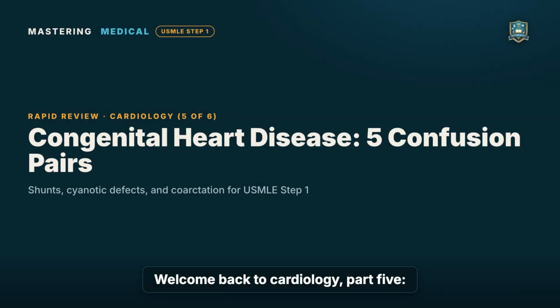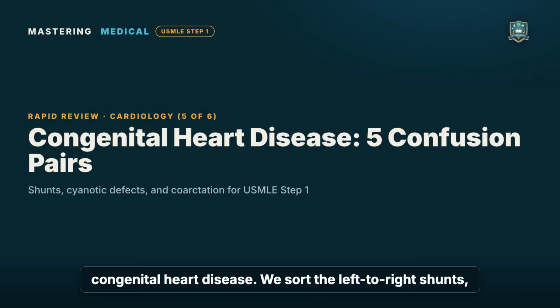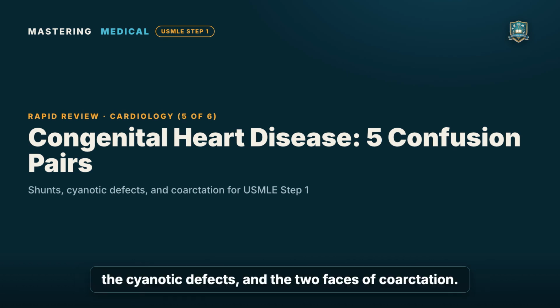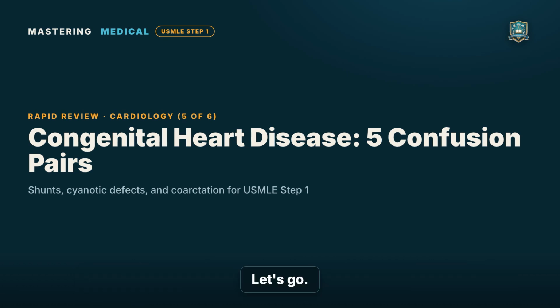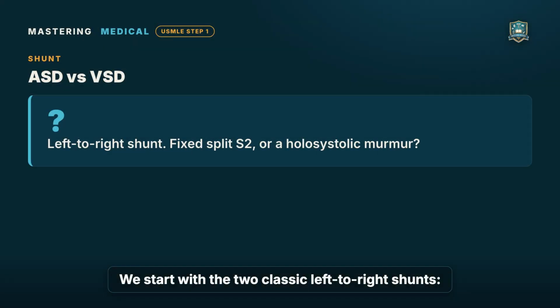Welcome back to Cardiology, Part 5, Congenital Heart Disease. We sort the left to right shunts, the cyanotic defects, and the two phases of coarctation. Let's go. We start with the two classic left to right shunts, atrial septal defect and ventricular septal defect.